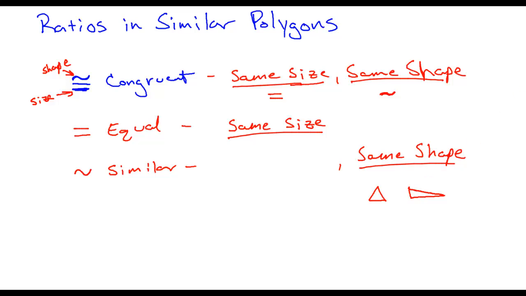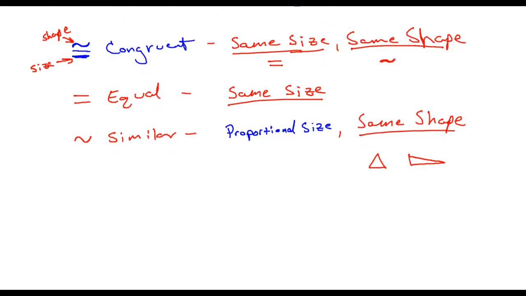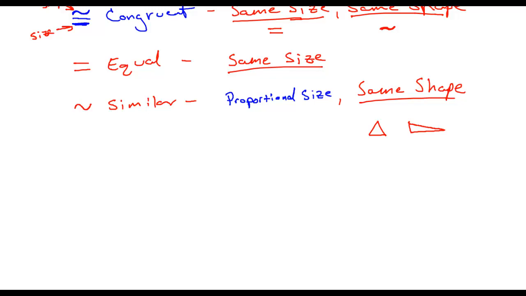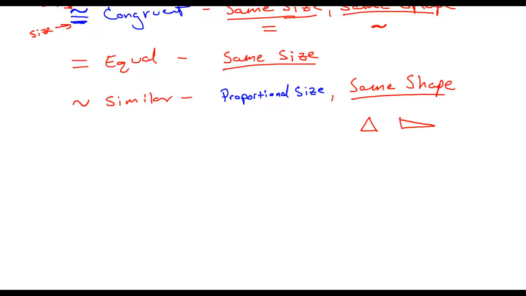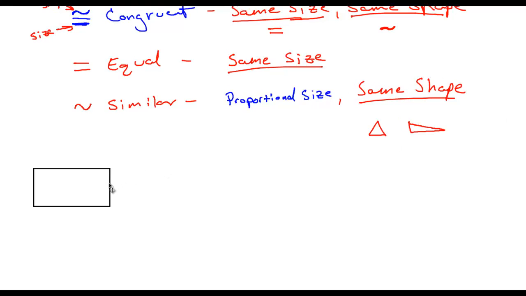And another thing that we probably should add in here when we're saying similar, it doesn't mean same size, but it does have to be proportional size. And that's what we're going to work with today. That's what you're going to see a lot of. So I'm going to start out with a rectangle. I just like rectangles. They seem to work well for everything we do. And then I'm going to duplicate this rectangle, so I'm going to have another one exactly like it.